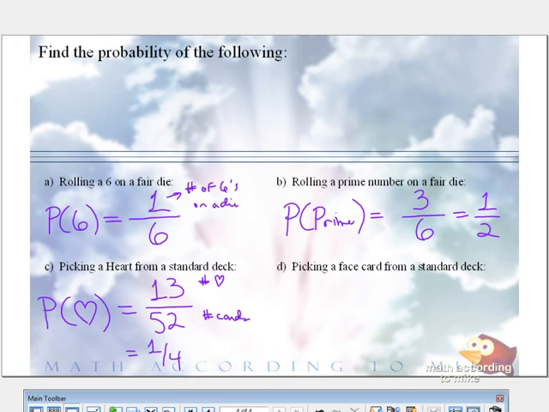If it's more complex where we're having to do operations like adding or subtracting, please write down your steps. D, picking a face card from a standard deck. How many face cards are there? It's not a face card. 12. Number of face cards. Over, which is the number of cards. How does that reduce?